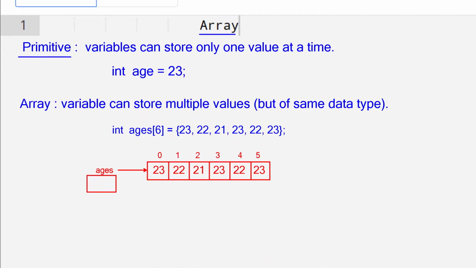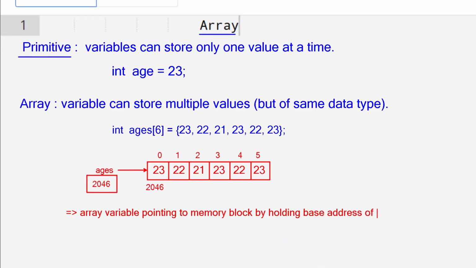And the array variable is pointing to this block. Sir, how is it pointing, what does it mean? Every memory block has an address. Just generally, I'm writing this address. Random memory allocation. So that is collected by ages. Here the array variable is pointing to the memory block by holding an address, the base address, simply to say the base address of that block.